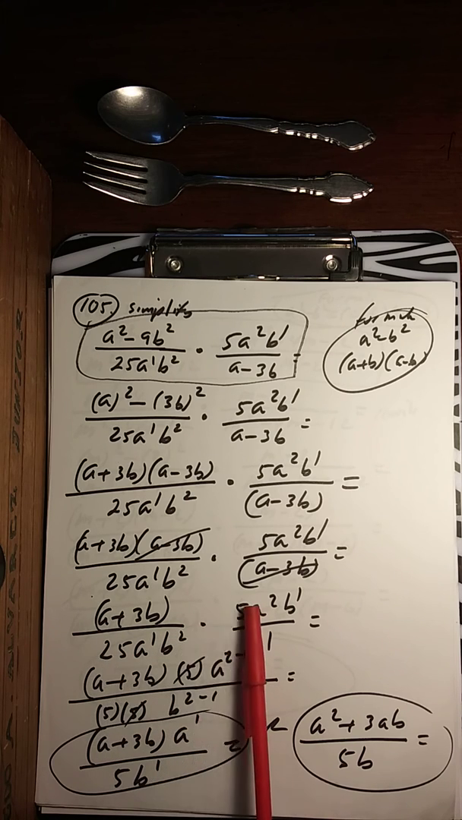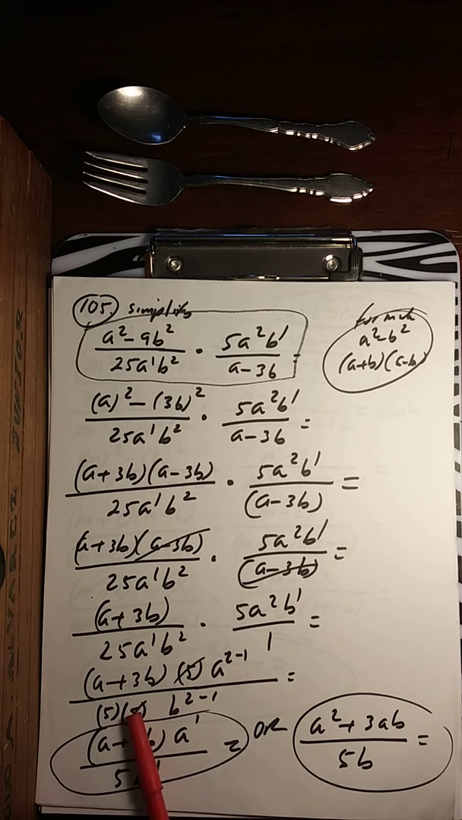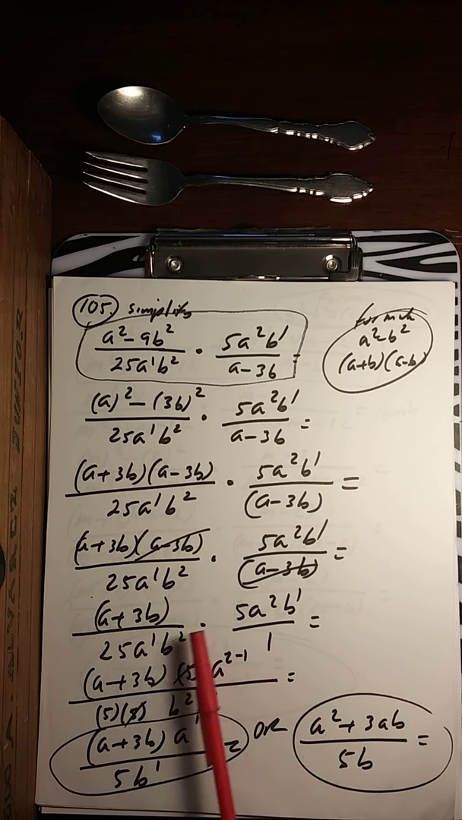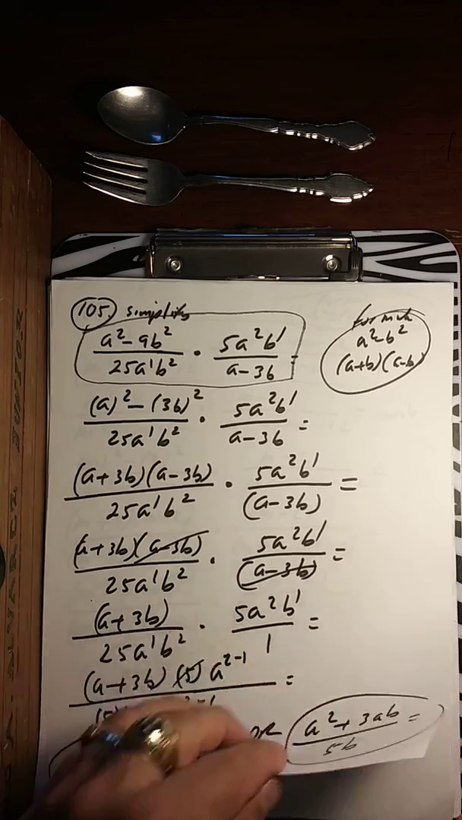But now 25 is 5, and b squared, b to the 1 subtracted. You have a to the 1, a squared, subtract the powers right there. So we have cancels. So we have a plus 3b times a over 5b. Or you can multiply this out: a times that, a squared, that times that, 3ab over 5b. And you don't need the 1 powers.